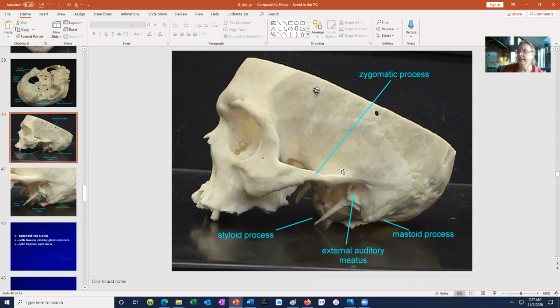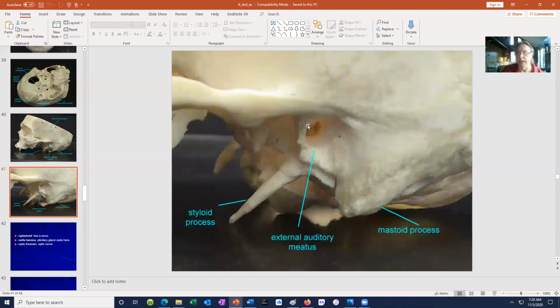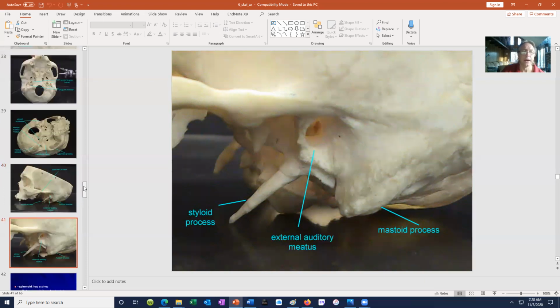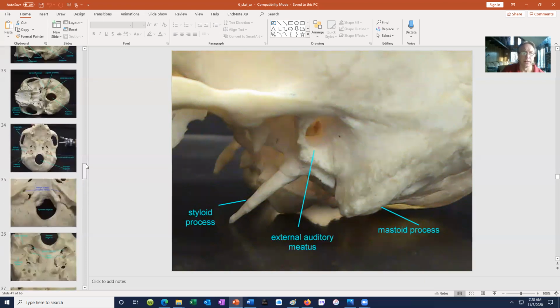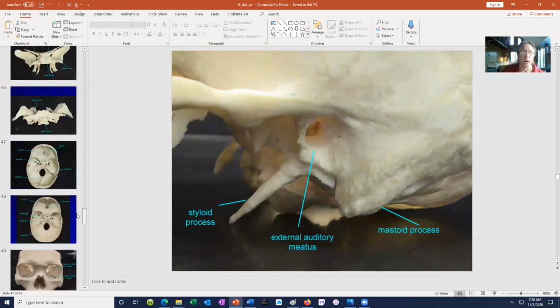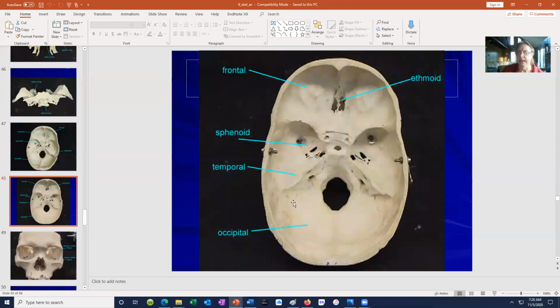So the elastic cartilage, which makes up the external ear, or the pinna or auricle, collects sound waves and then directs them into the external auditory meatus. So here we'll get a closer look. The vibrations of sound waves are directed here. And then all of the other portions of the ear, which I will be discussing, occur within the temporal bone.